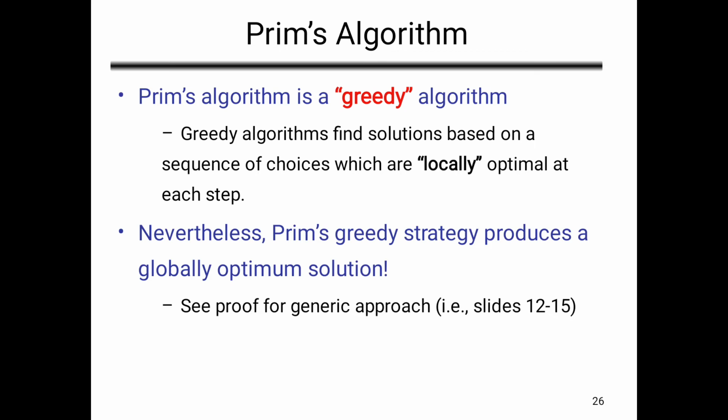Prim's algorithm is a greedy algorithm. Already I have discussed this. The greedy algorithm finds the solution based on the sequence of choices which are locally optimal at each step. And the Prim's greedy strategy produces a globally optimal solution.